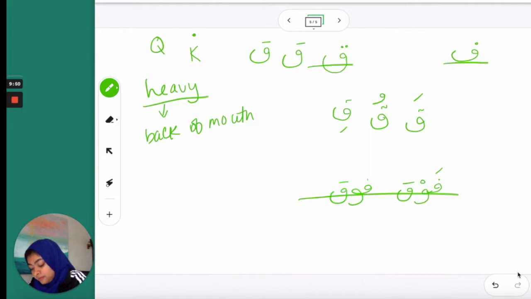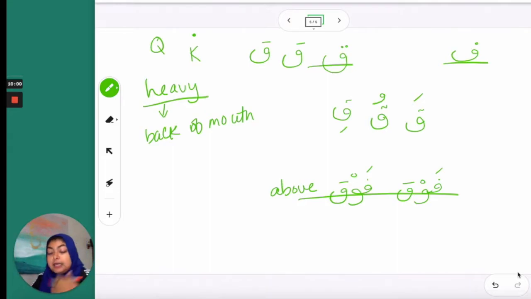Fawq. Okay? And it means above. Fawq means above. And because it means above, a lot of times people use it for upstairs. Okay? Now, one thing to know about the letter qaf is it makes this q sound.